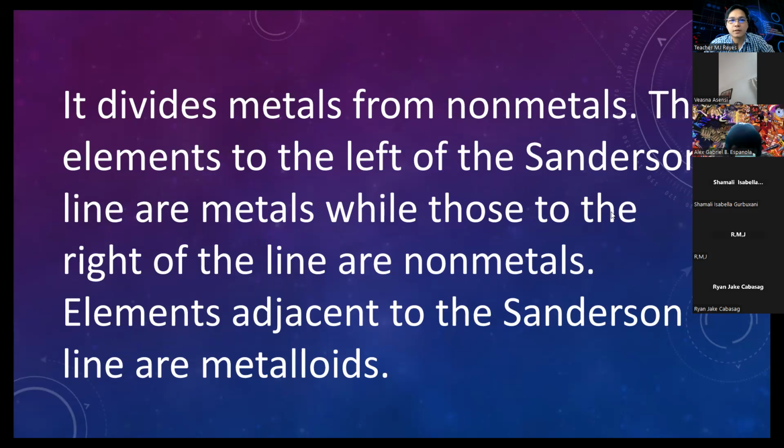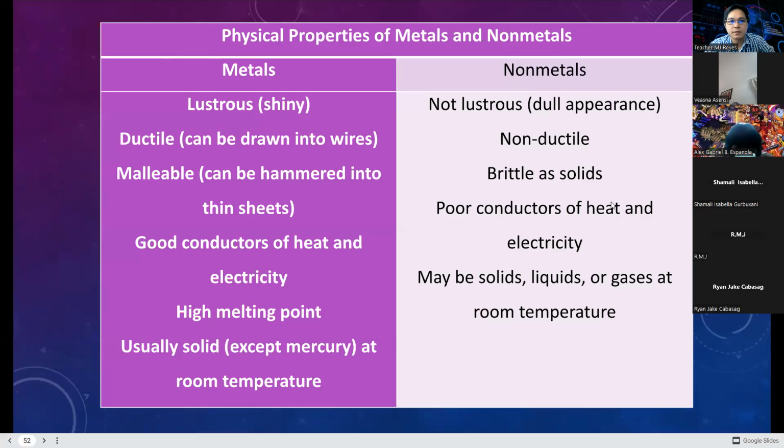So these are the properties of metals and non-metals. Metals are usually shiny in appearance, ductile, meaning they can be drawn into wires, and malleable, meaning they can be hammered. While non-metals are not lustrous, they actually appear dull, non-ductile. You cannot actually make wires from them, and they are brittle as solids. You can break them easily with a hammer. They are non-malleable.